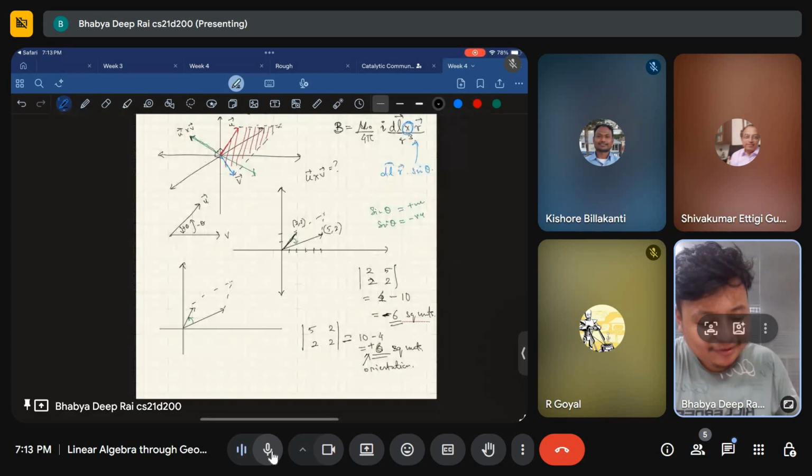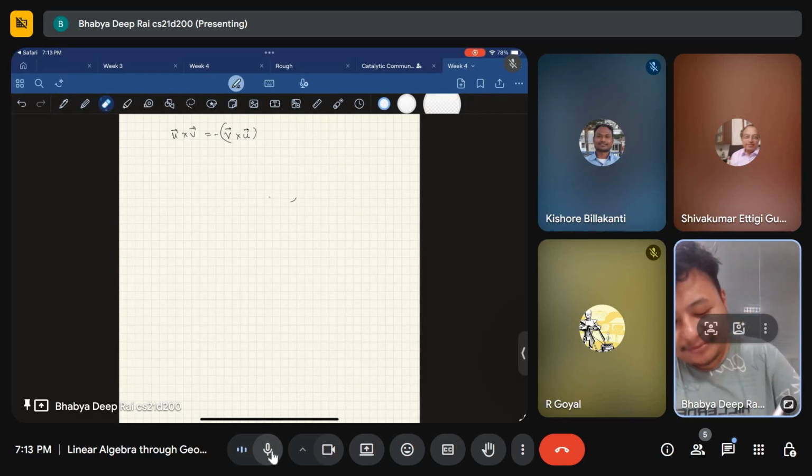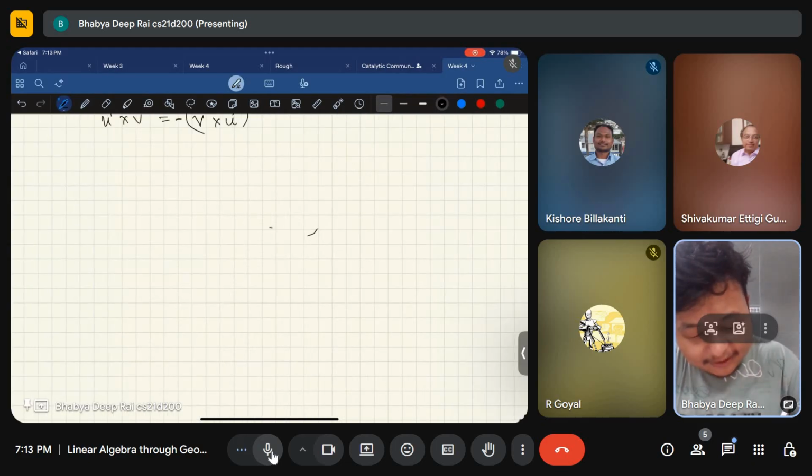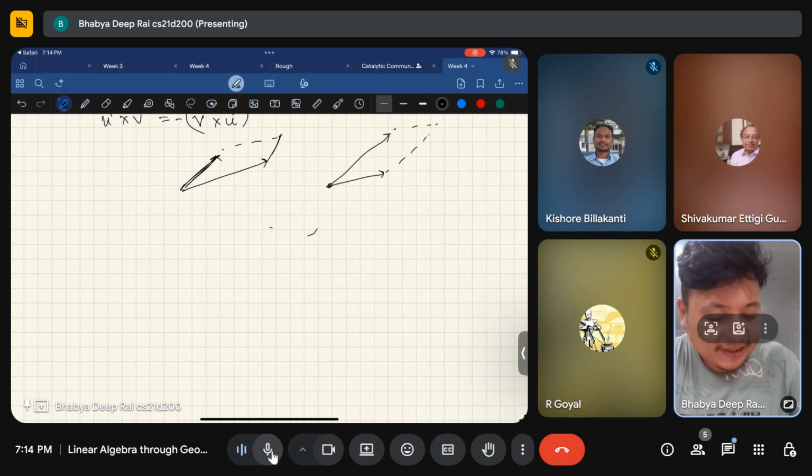Because when you finally get the parallelogram, there could be two types of parallelogram depending on the kind of U and V you are taking. One parallelogram will have a shorter side here and a longer side here. The other parallelogram will have the same dimensions, but a longer side here and a shorter side here. This is what orientation means. The area is the same, but they are mirror images of each other.